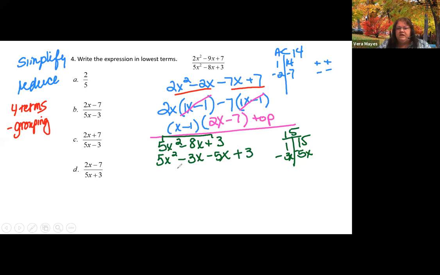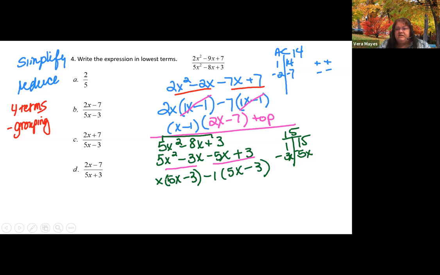And now I'm going to group again. So I'm going to group this one and then this one. When I look at the first 2, I see they have an x in common. That's about it. So if I take an x out of both of them, I'm left with 5x minus 3. Bring the next sign straight down. 5 and 3 really don't have much in common besides 1. So a negative 5x divided by negative 1 makes it a positive 5x, which is good because it now matches. A positive 3 divided by negative 1 makes this a negative 3.